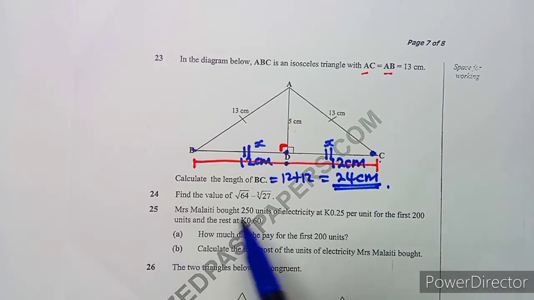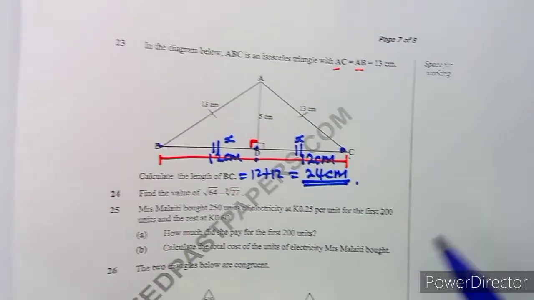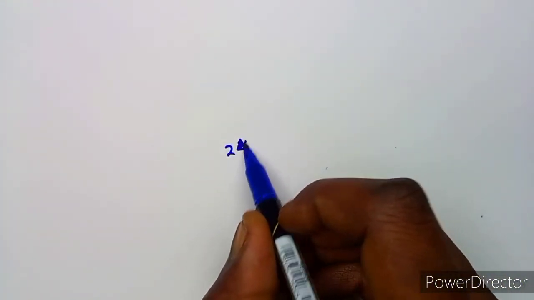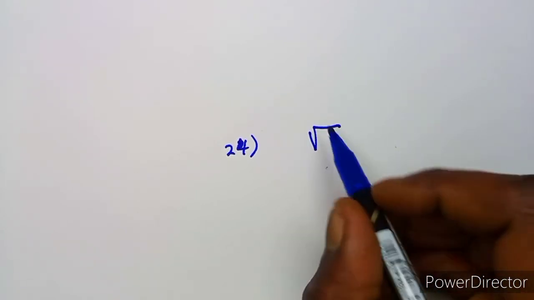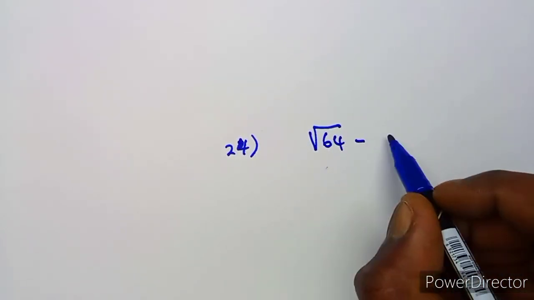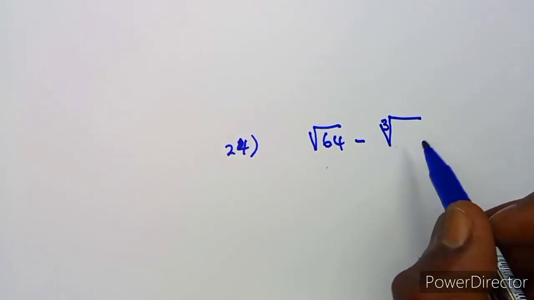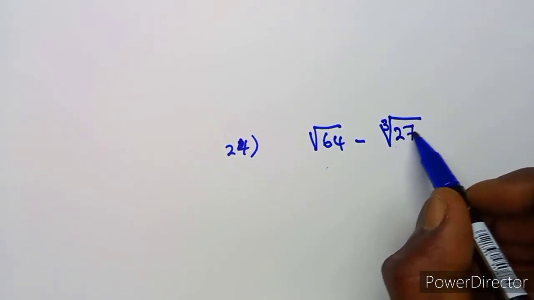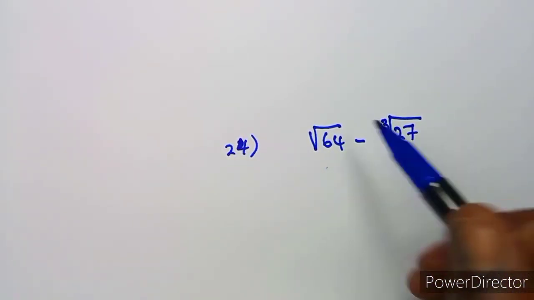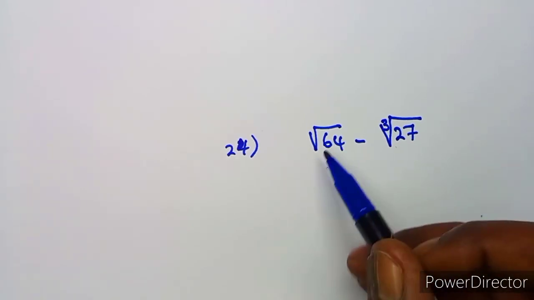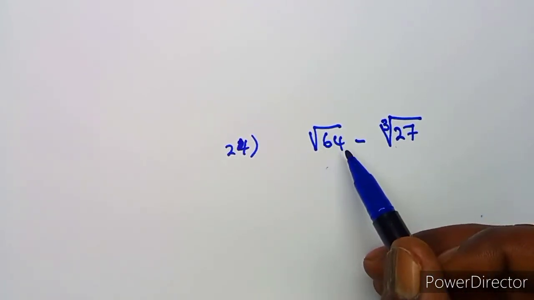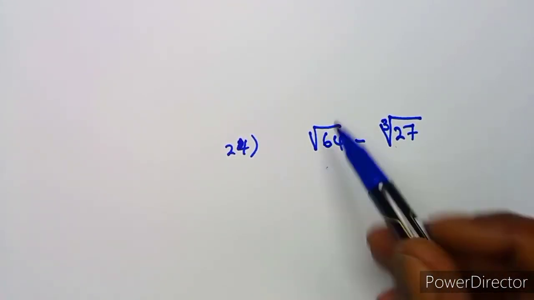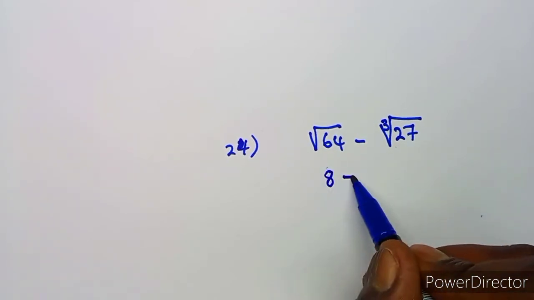Okay, let's see on number 24: evaluate the square root of 64 minus the cube root of 27. For the square root of 64, we are simply looking for a number that multiplies itself 2 times to give us 64. That's 8 times 8. So that's going to be 8 minus the cube root.